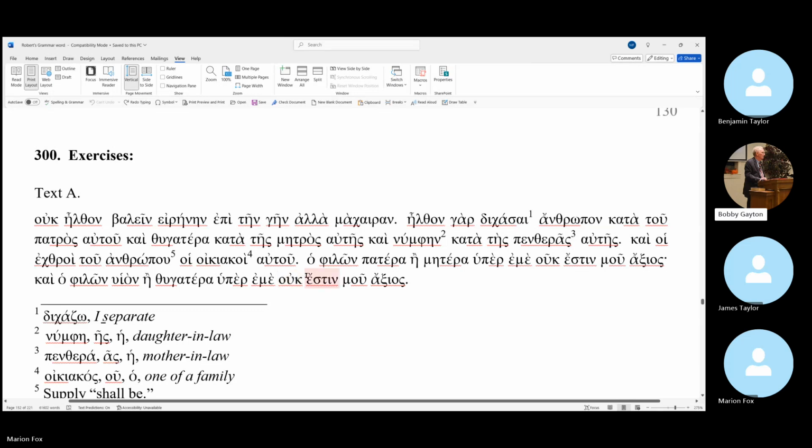Kai oi echthroi tou anthropou oi oikeioi autou. And the enemies of the man shall be his household. Okay. I put in shall be. I wanted to put is, and the enemies of the man is of his household.